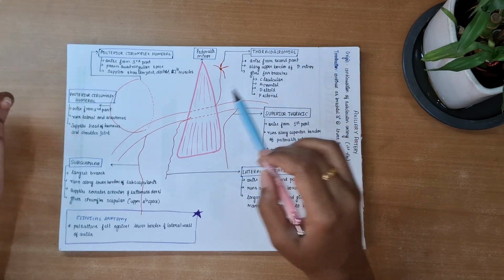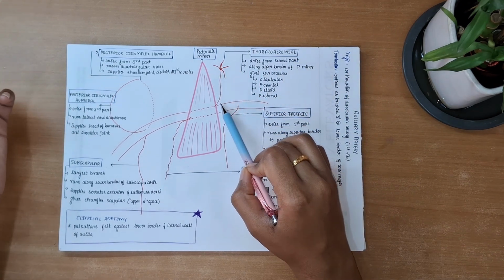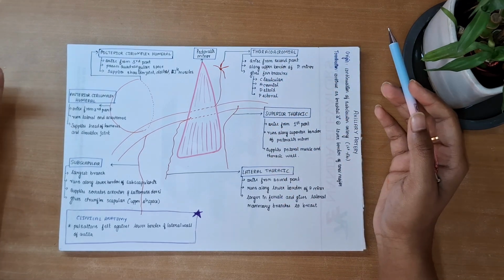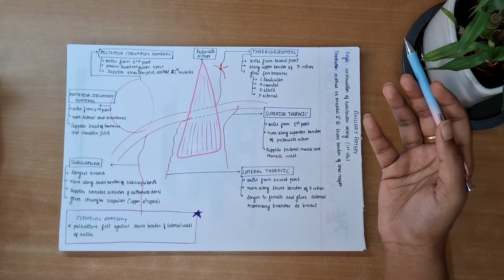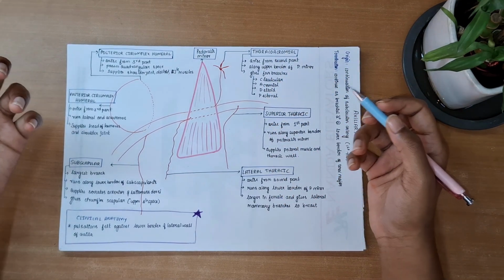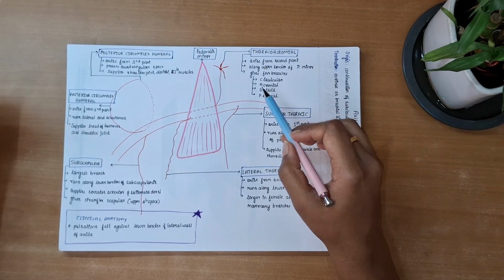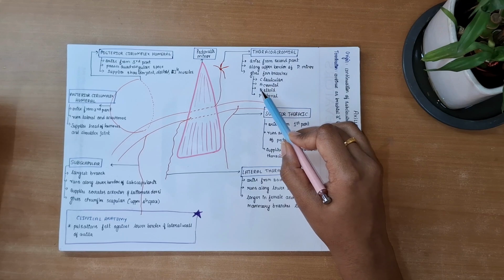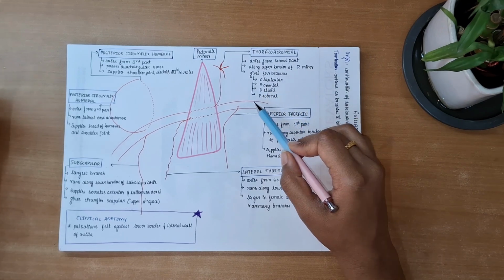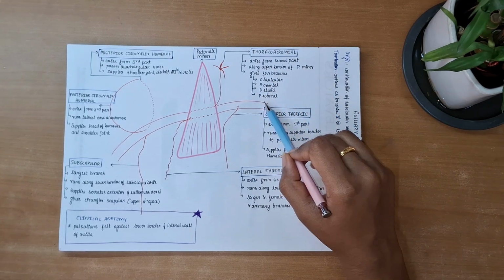Thoracoacromial artery runs along the upper border of pectoralis minor muscle. It gives four branches. A little mnemonic that you can go with is that cadavers are dead people. C stands for clavicular, A stands for acromial, D stands for deltoid, and P stands for pectoral.